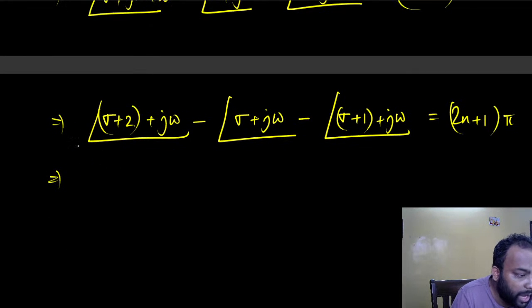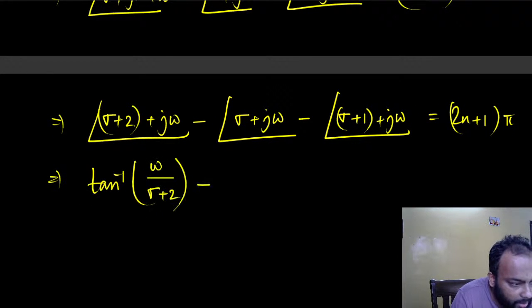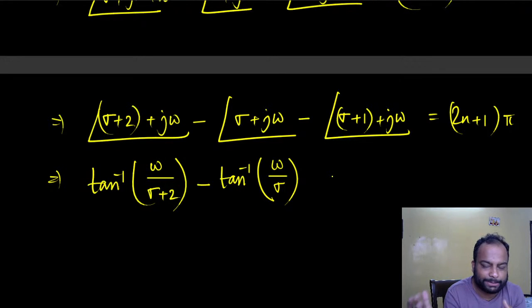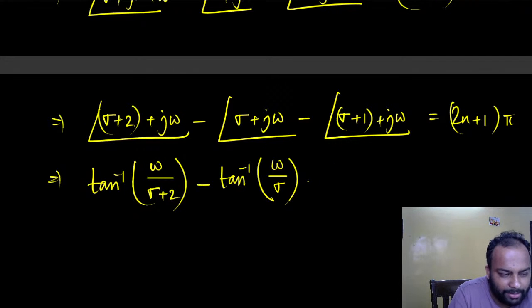All right, so now what is the angle here? Of course, that's going to be tan inverse omega by sigma plus 2 minus tan inverse, again imaginary part by real part. Again, we are skipping that portion where we would have to write plus minus pi to make sure that the angle falls into the principal value, but we are imagining that is being taken care of by this. Again, minute mathematical details here.